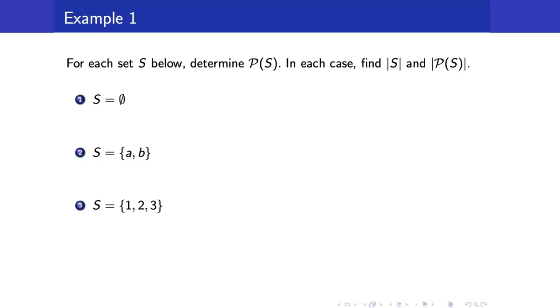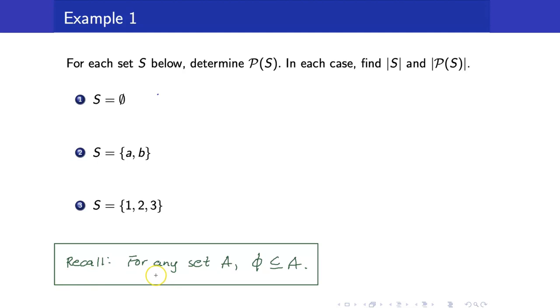For example, for each set S below, let us determine its power set. Moreover, let us find its cardinality and the cardinality of the power set. Suppose that we have the empty set as our set. What will be the subset of the null set? Let us recall this property that for any set, the null set is always one of its subsets. So therefore, the power set of S, the empty set, is just the set containing the empty set.